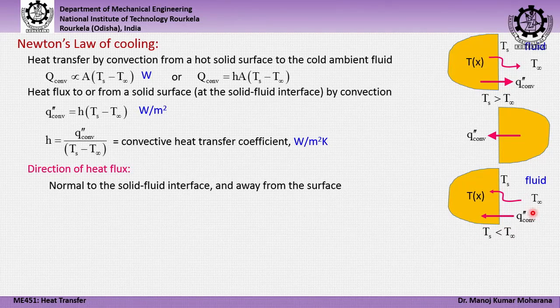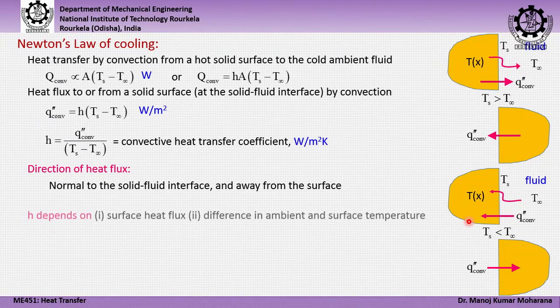So, in this case the direction of heat flow will be from the fluid towards the surface, because the fluid is at higher temperature compared to the solid. Similarly, if you change the orientation as shown here, in this case again considering that the direction will be from the fluid toward the surface, the arrow will be towards the right hand side, whereas in the previous situation the arrow was towards the left hand side.